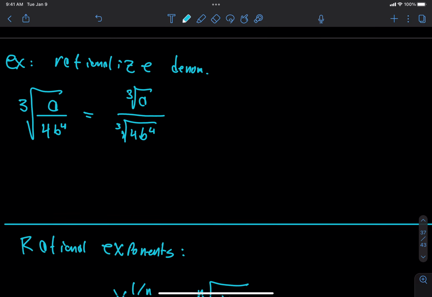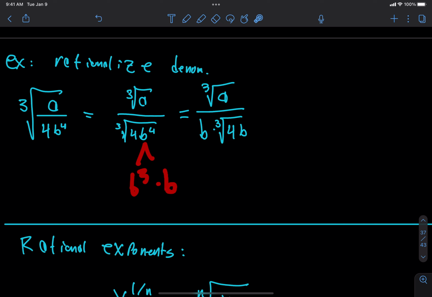Okay, and now can I pull anything out of any of these roots? The top I can't simplify any further. How about the bottom? I can take b out, right? So I take a cube root of a, and I divide that by b times the cube root of what? 4 what? B. Very good. 4b. So I rewrote b to the 4th as b cubed times b, right? And then I took the b cubed out, so I have a b left inside. All right, now what should I do to rationalize this?